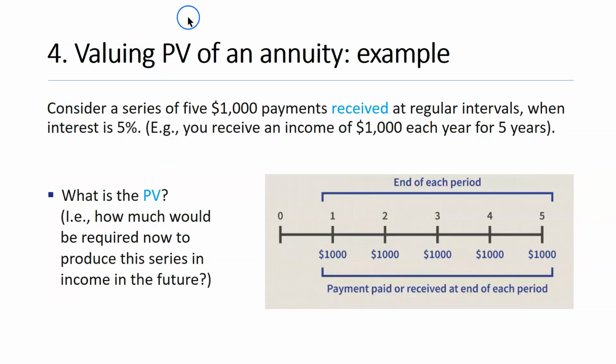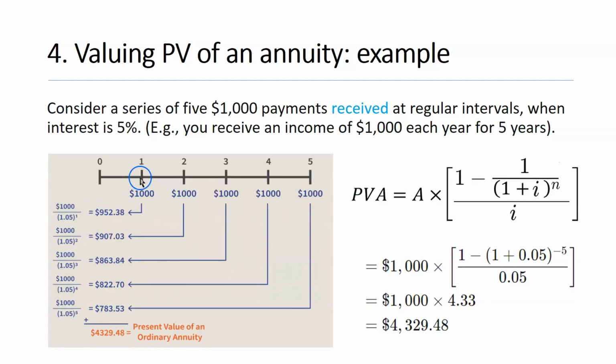We can also calculate the present value of an annuity in a similar way. Let's imagine that we're receiving a series of 5 payments, $1,000 each. You will receive an income, pension, for example, each year for 5 years. And we are trying to calculate the present value. In contrast to the future value calculation, which we've just done, a present value will tell you how much money you would be required now to produce this series of payments in the future. Again, assuming a set interest rate.